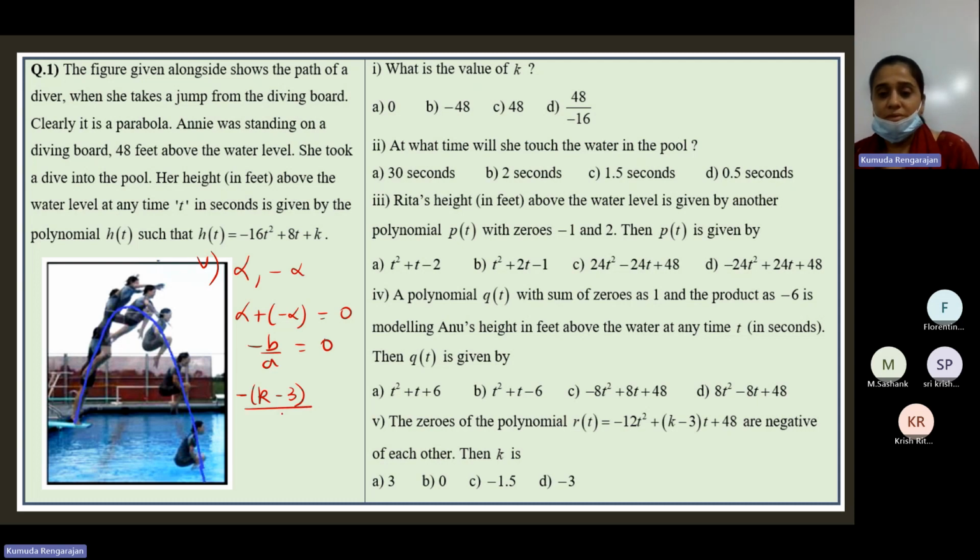So minus b by a is equal to 0. k minus 3 is equal to 0. k is equal to 3.